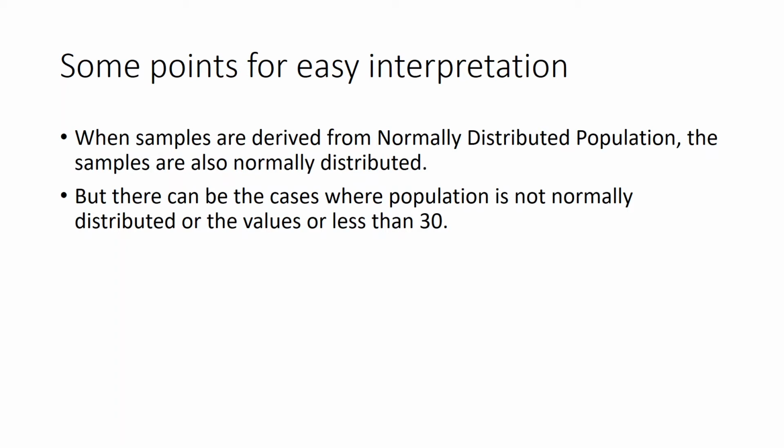And the second thing is that if the values are less than 30, now this is where the problem starts. If your values are less than 30, like the population itself is less than 30, then deriving a sample is extremely difficult.